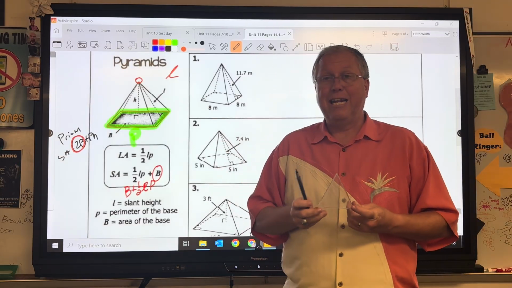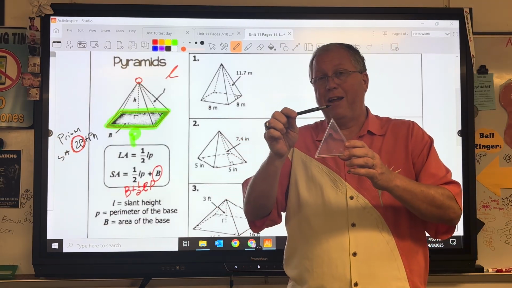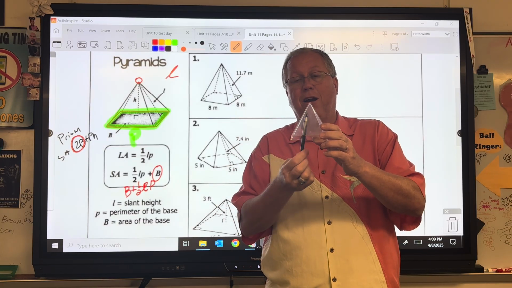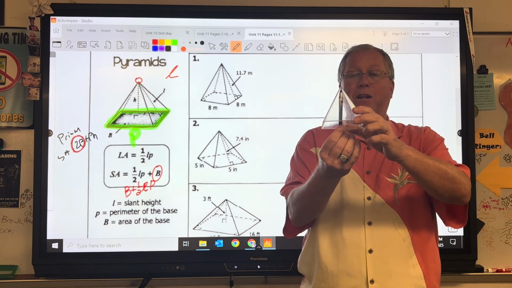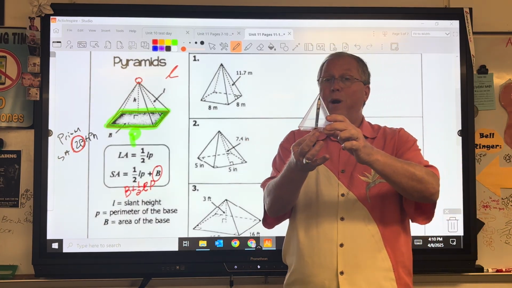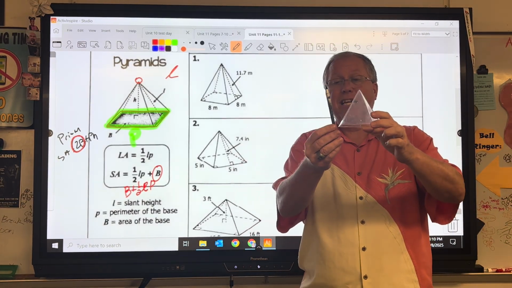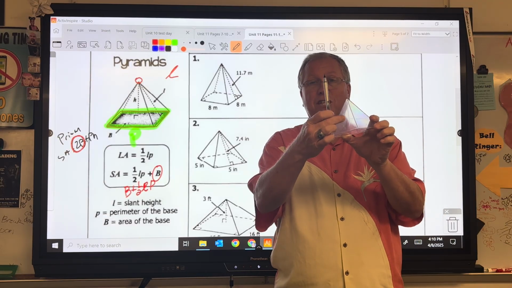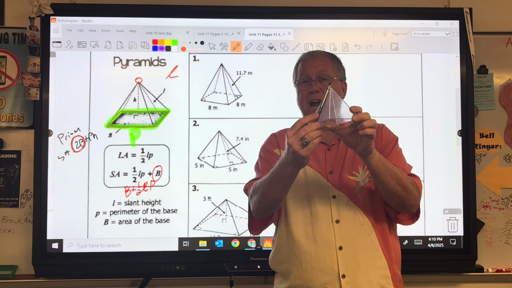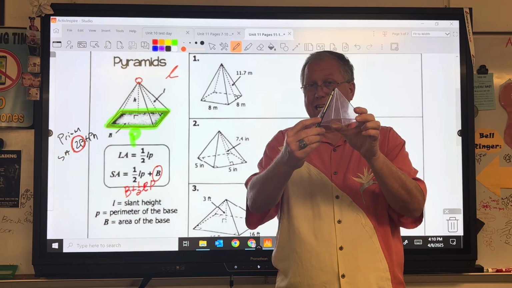That slant height is saying we don't want the height of the pyramid. The height of the pyramid would go from here straight down to the bottom right here. This would be the height of the pyramid. If I took my pen and put it inside of there, that would be the height of the pyramid. We don't want that. We need the slant height. The slant height is saying if I'm out here on the edge and I'm looking at this triangle, how do I get that? The height of the triangle, the slanted height of the pyramid.